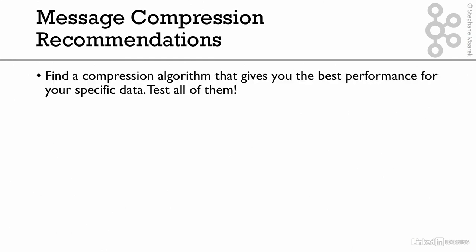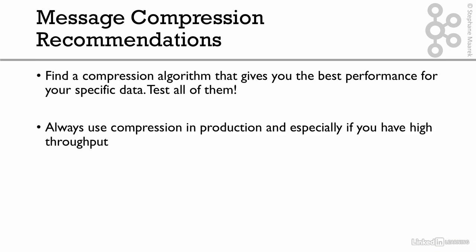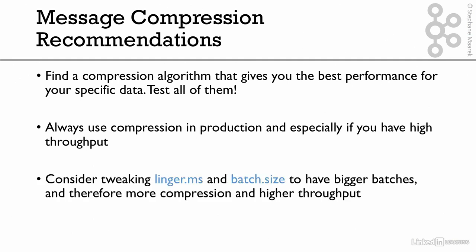Now, my recommendations. I always say there's not one algorithm that works for everyone. So just try them based on your pipeline and see the one that works best for you. Just test them all. Always use compression in production, especially if you have high throughput. When my clients tell me they're having huge problems, that their producer is taking too much throughput, I look at their code, and if I see no compression, this is a big no-no for me. I tell them to just enable some compression and see if that solves their problems. And usually it definitely improves the situation a lot.